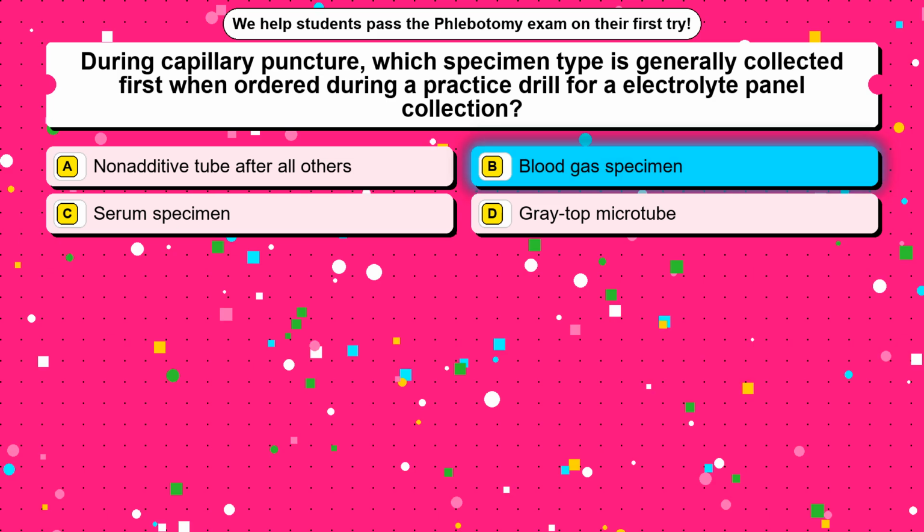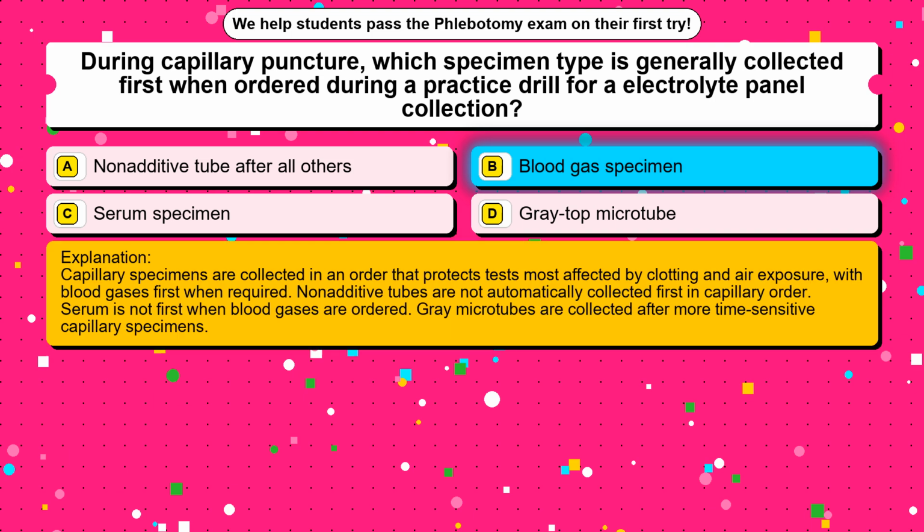The correct answer is option B. Blood gas specimen. Capillary specimens are collected in an order that protects tests most affected by clotting and air exposure, with blood gases first when required. Non-additive tubes are not automatically collected first in capillary order. Serum is not first when blood gases are ordered. Gray microtubes are collected after more time-sensitive capillary specimens.